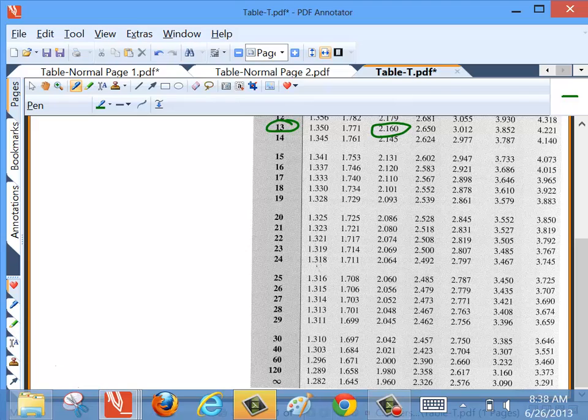No. So what we're going to have to do is use one of the values that's on there, or use a computer. But since you can't use a computer on the test, we have to know how to use the table. So what we're going to do is we will always round down for degrees of freedom.